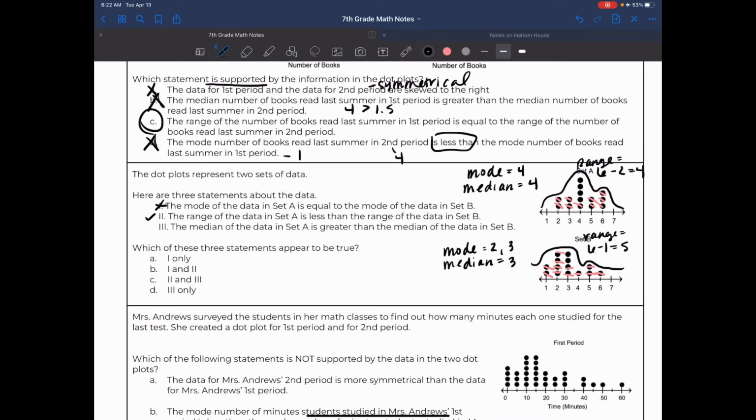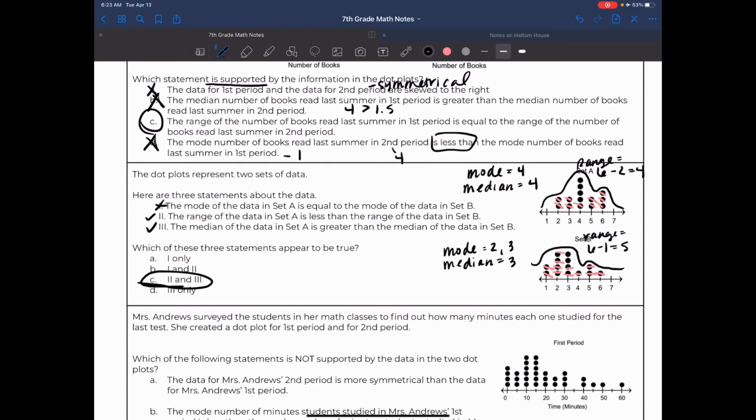All right, I found the median to be 3. So data set A, the median is greater than the median of data set B. That is also true. So, which of these 3 statements appear to be true? 2 and 3 only.